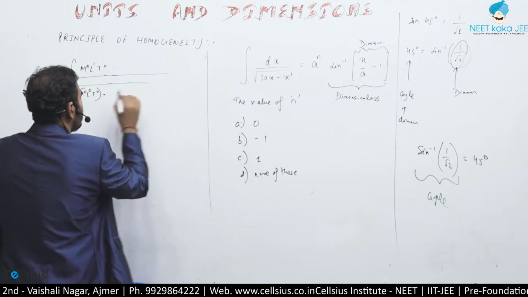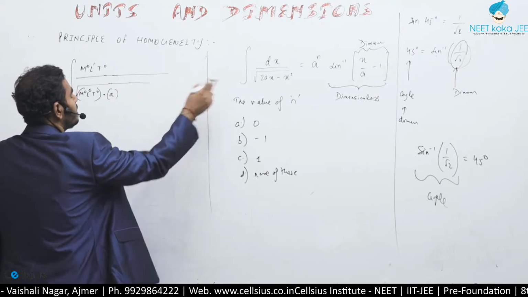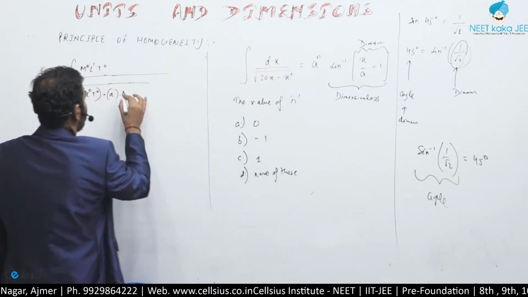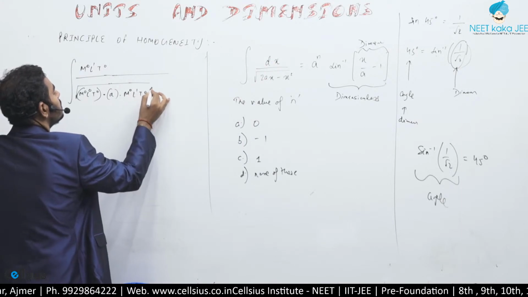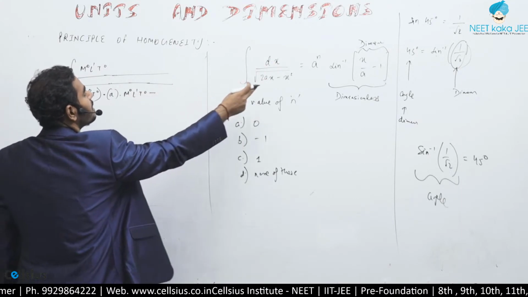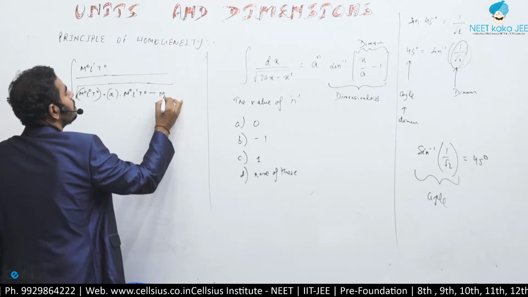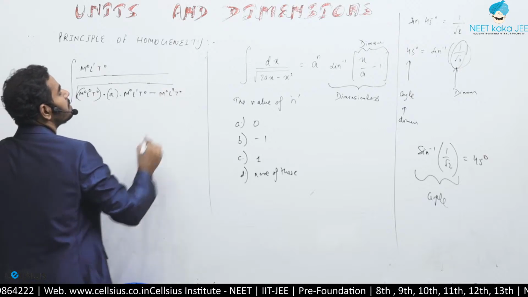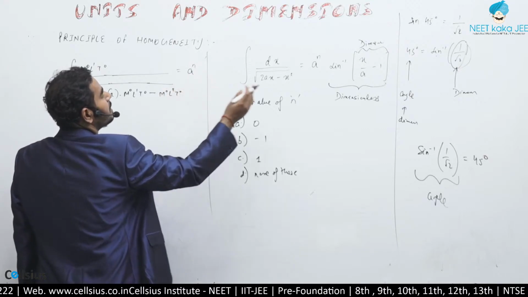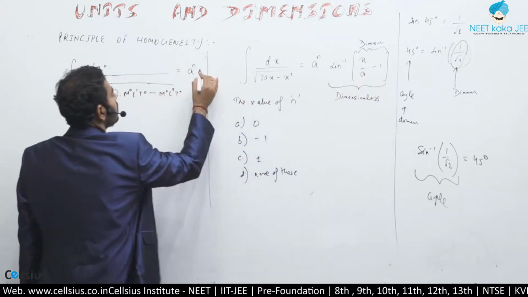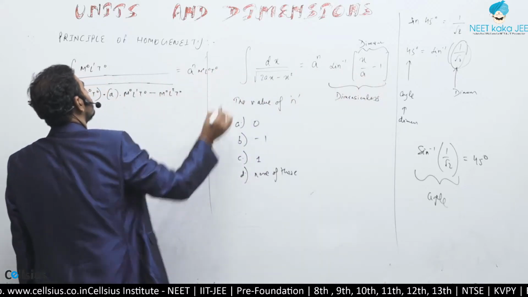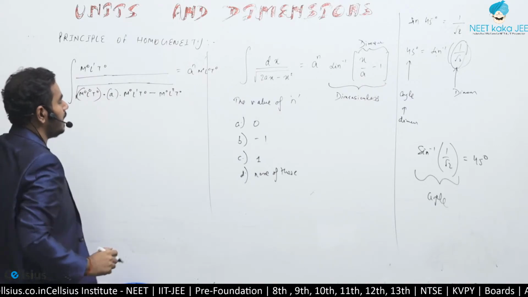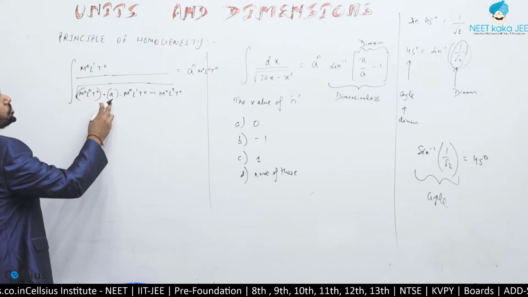Let it be a only at this instance. And instead of x, because dx is a distance or length, x is also length, so we'll be writing m0 l1 t0. Then minus x square. So x square is what? It is m0 l2 t0. And this is equal to a to the power n into, now this entire thing is dimensionless, so I'll be writing m0 l0 t0. From over here you can calculate the dimension of a. You can easily calculate the dimension of a over here.